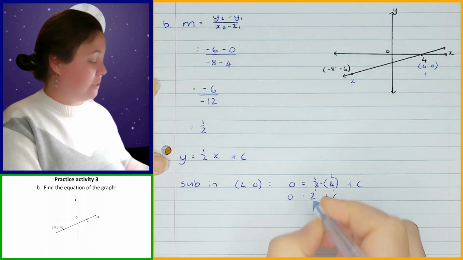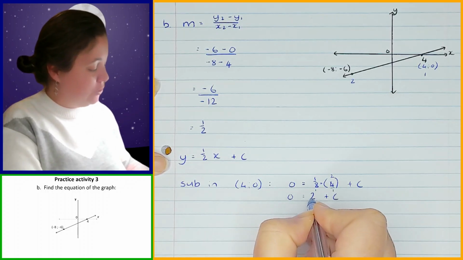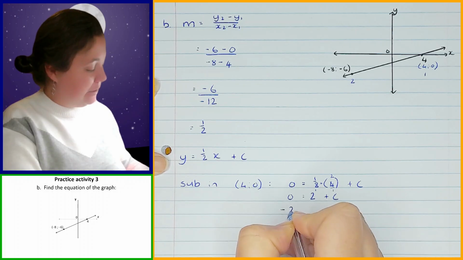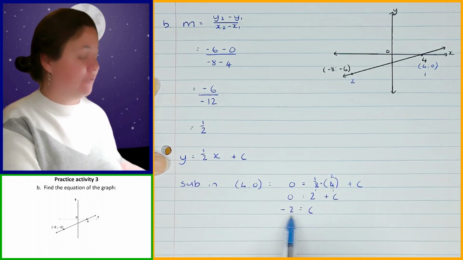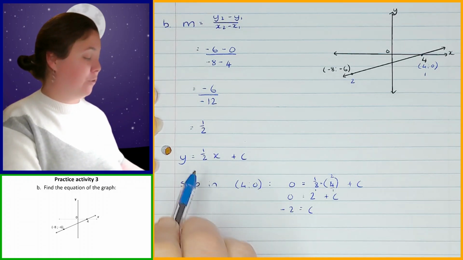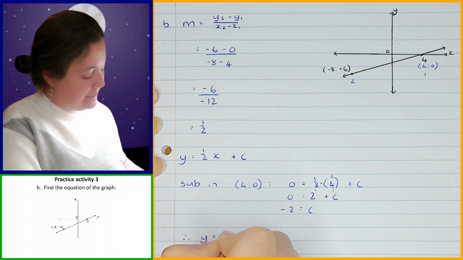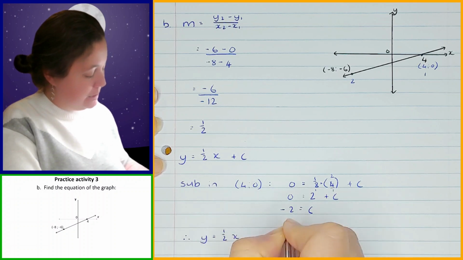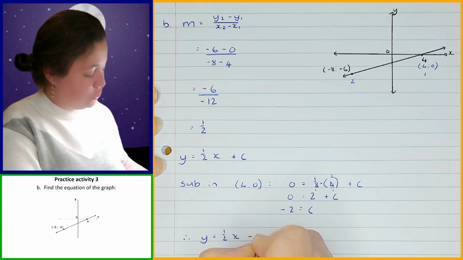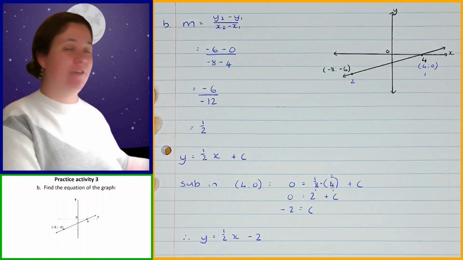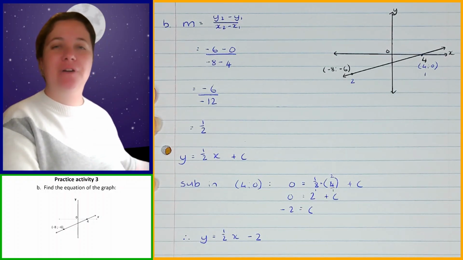Now I can solve for c. I'm going to get rid of the 2 on this side by subtracting 2 from both sides. So c is equal to -2. Now I can put that into my equation. Therefore, y is equal to half x minus 2. So that's what you should have got for that question: y is equal to half x minus 2. And that's how you find the equations of linear graphs.